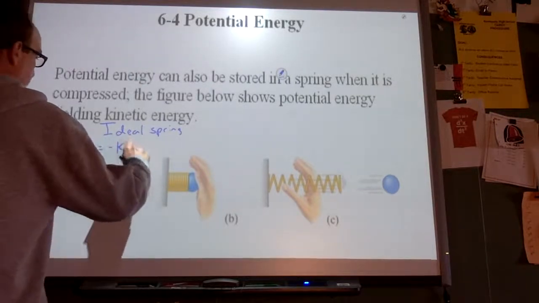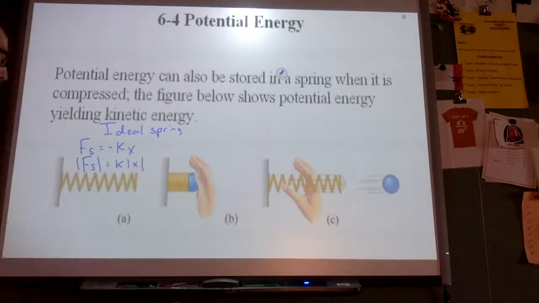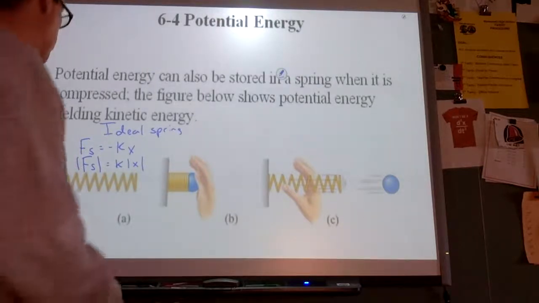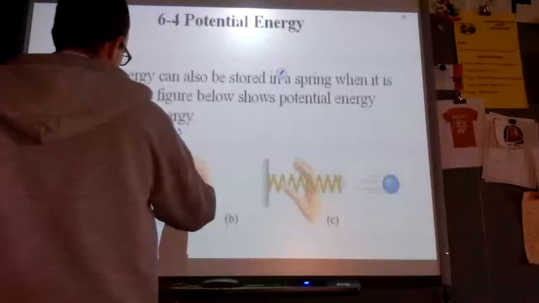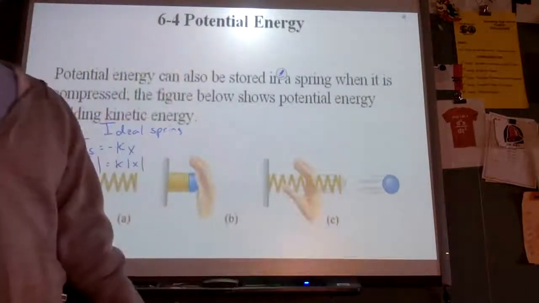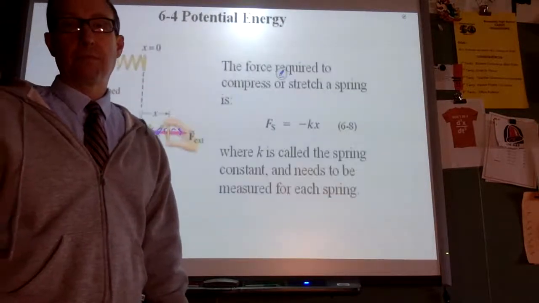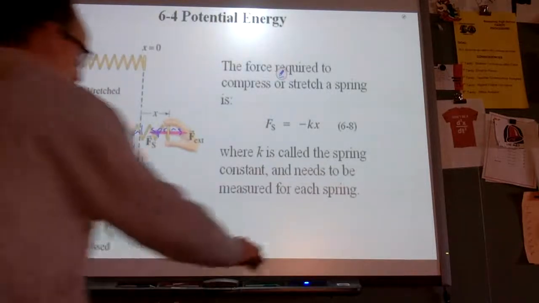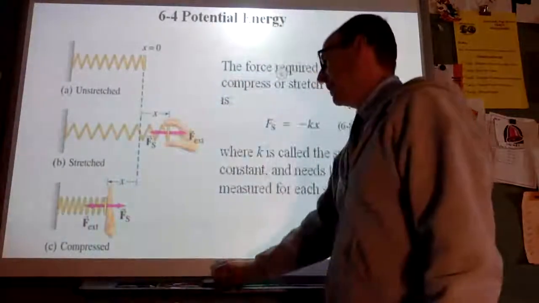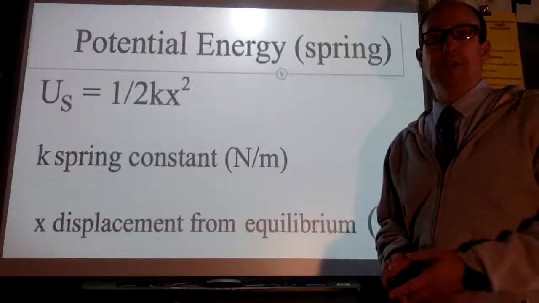This is equal to negative kx, or the absolute values, right? Because the force in the spring and the displacement are always in opposite directions. I compress it. I store some energy in this spring. When I let it go, this energy can be transferred from spring energy to kinetic energy. This shows us the displacement and the force being in the opposite direction and gives us our Hooke's law spring constant, which we talked about in F net equals 0.